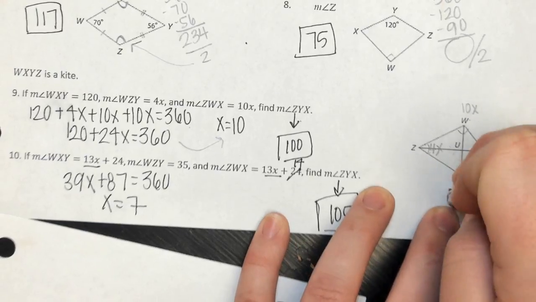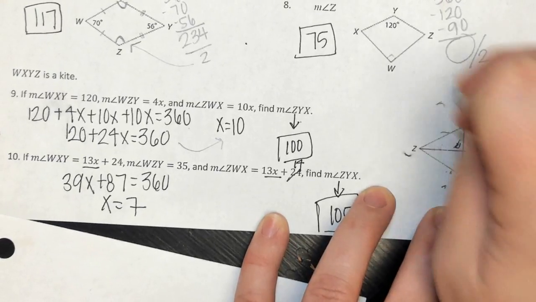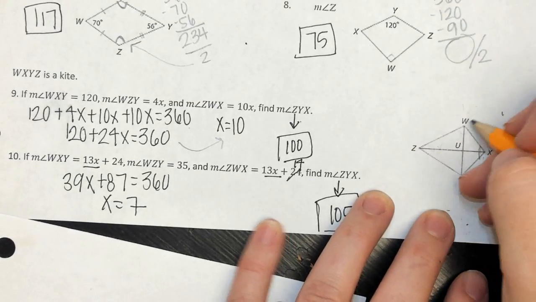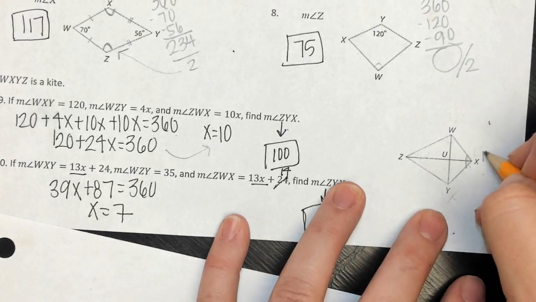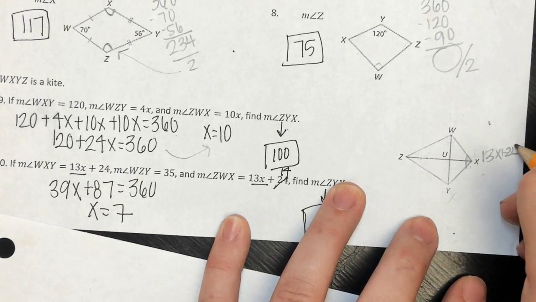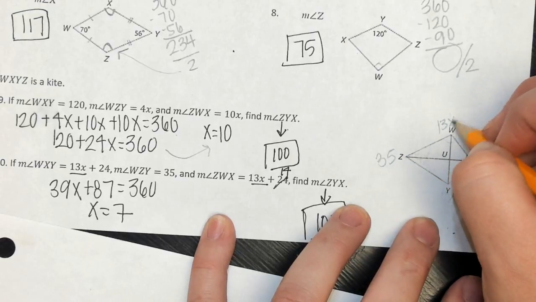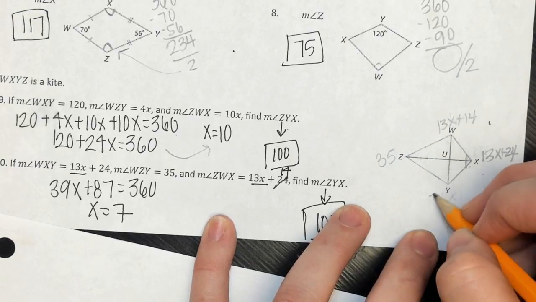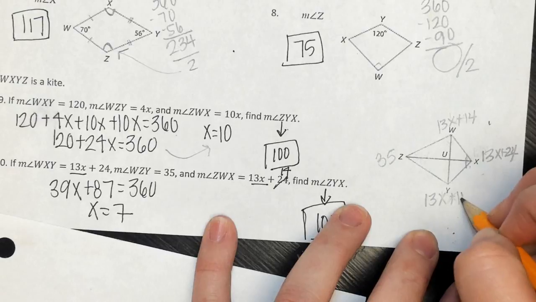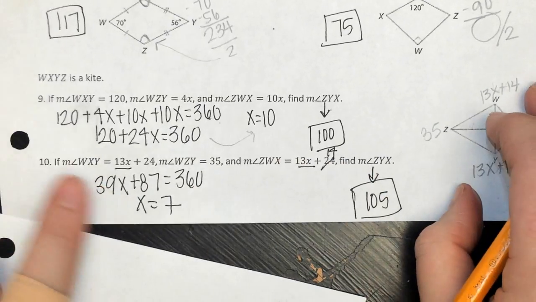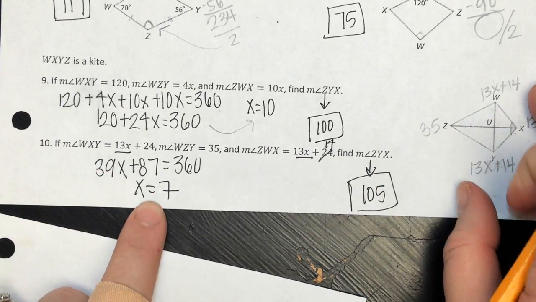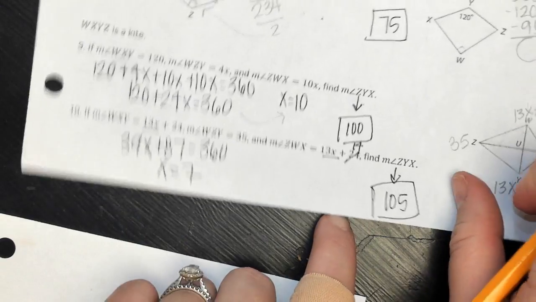Same thing for number 10. It's just different numbers. So WXY is right here, and that's 13x plus 24. WZY is 35. And this is 13x plus 14, which means this is also 13x plus 14. Add them all together, set it equal to 360. You get x equals 7, plug it back in, you get 109.